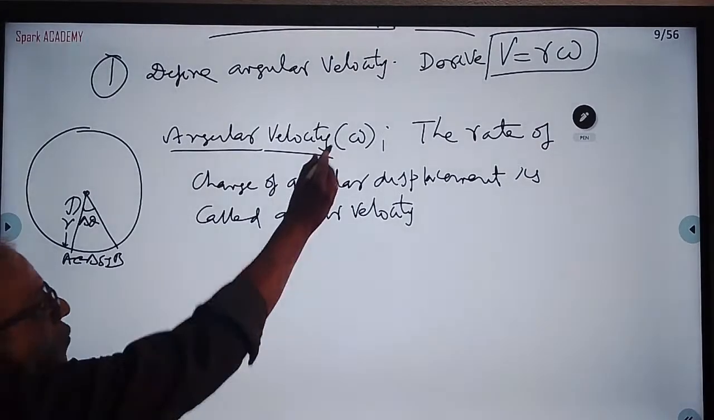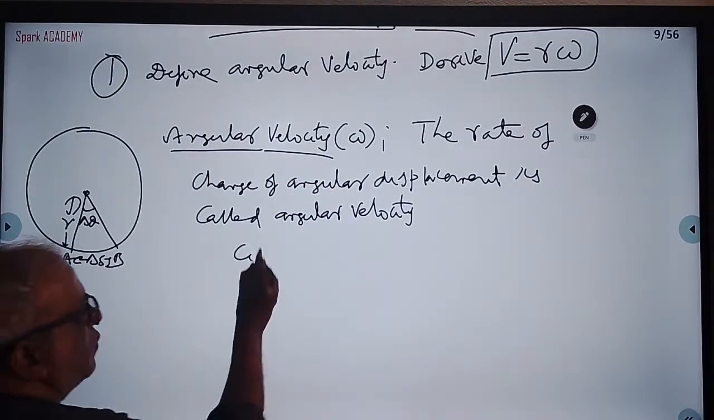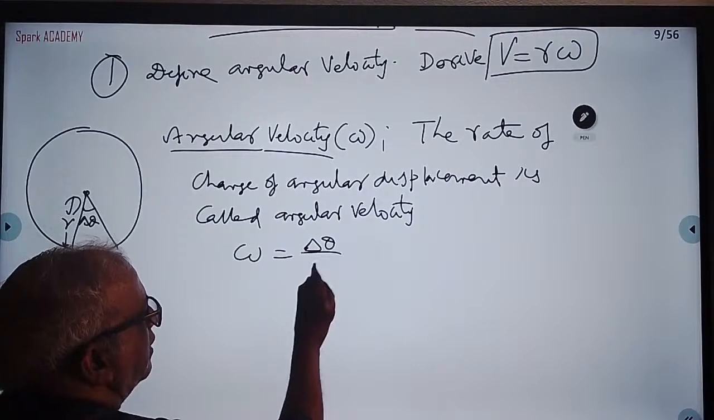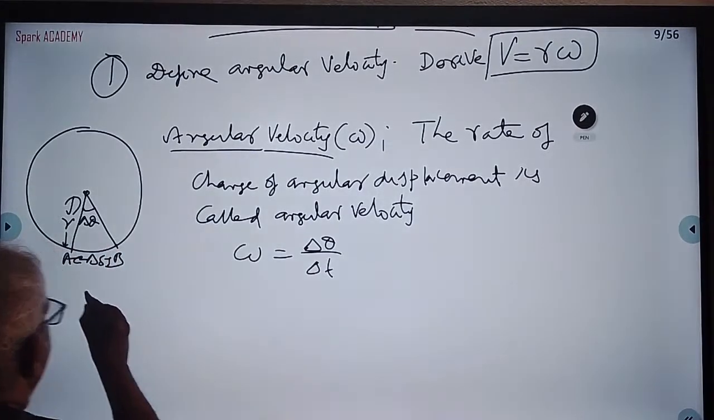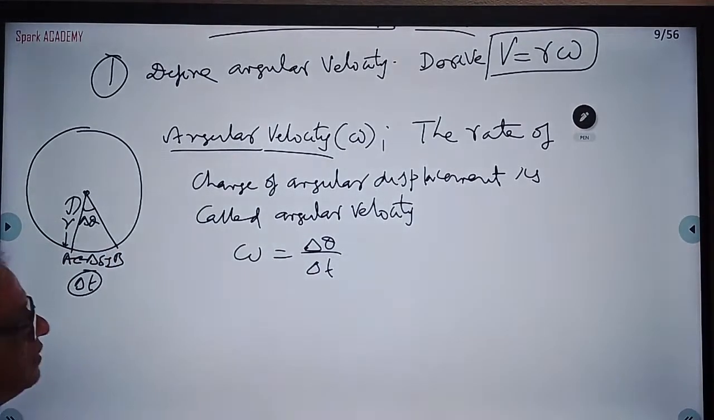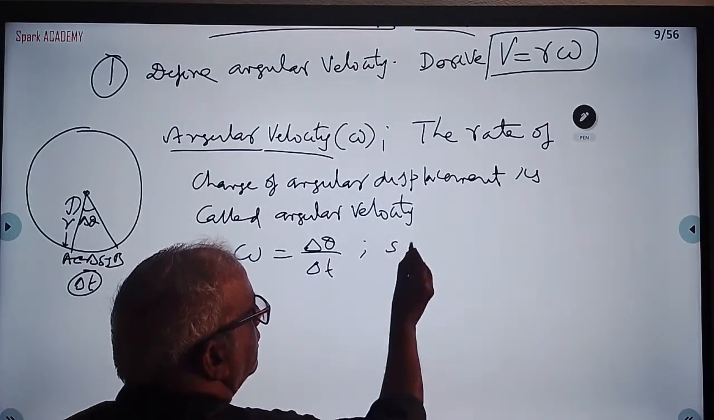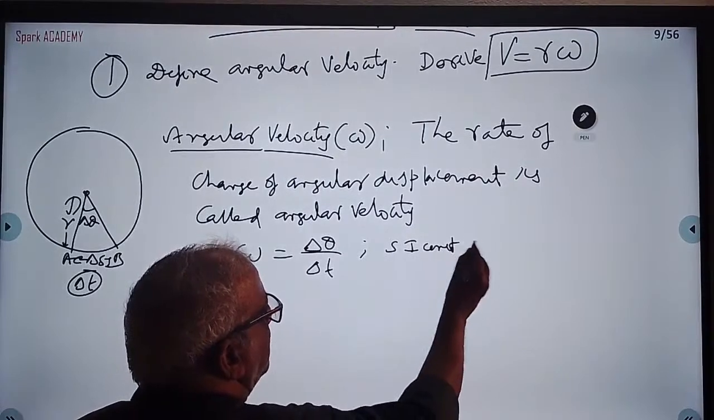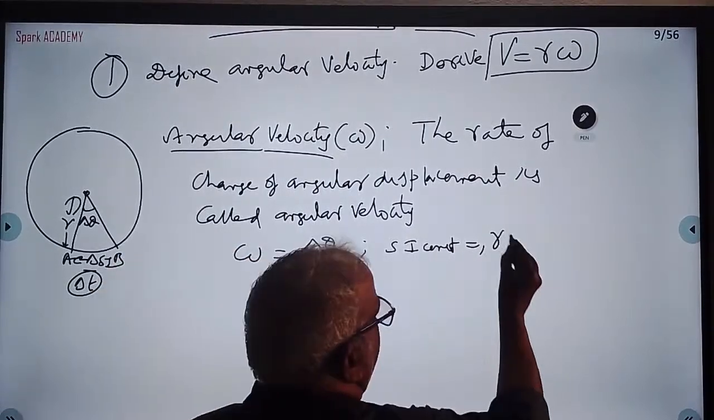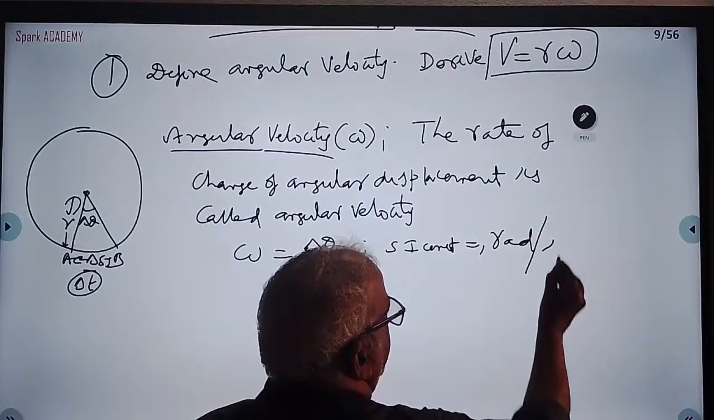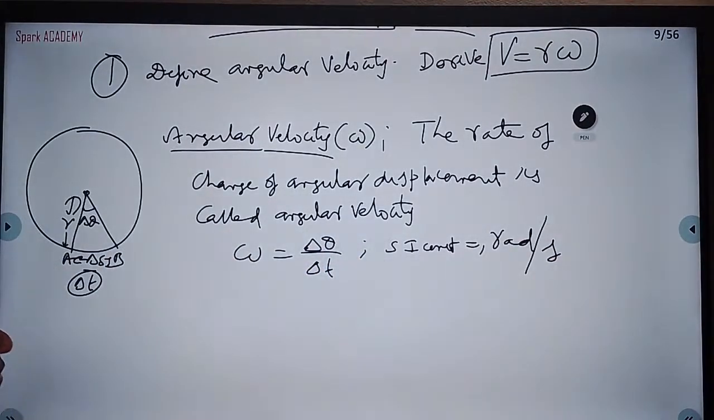So the omega formula is what? Delta theta by delta t, as this occurs in a time delta t seconds. Omega is nothing but delta theta by delta t. The SI unit is radians per second. This carries 1 mark.